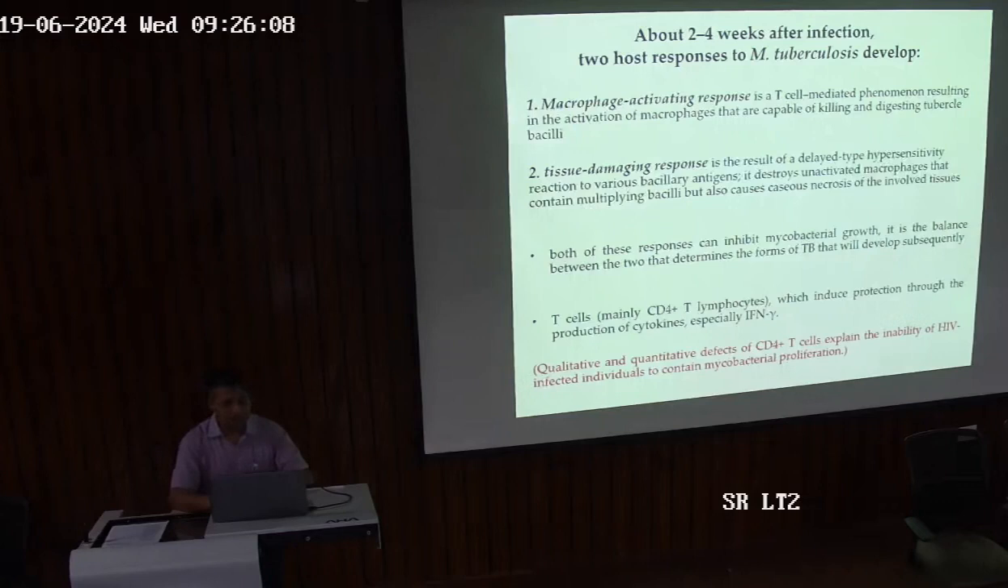So finally, the qualitative and quantitative defects of CD4 positive T cells, which are responsible for the T cell immunity, explain the inability of the HIV infected individual to contain the Mycobacterium proliferation. So that is the most common investigation in HIV patients. We go for the CD4 CD8 cell count. So this CD4 cell count determines how the infection will proceed in the person who is infected with HIV.